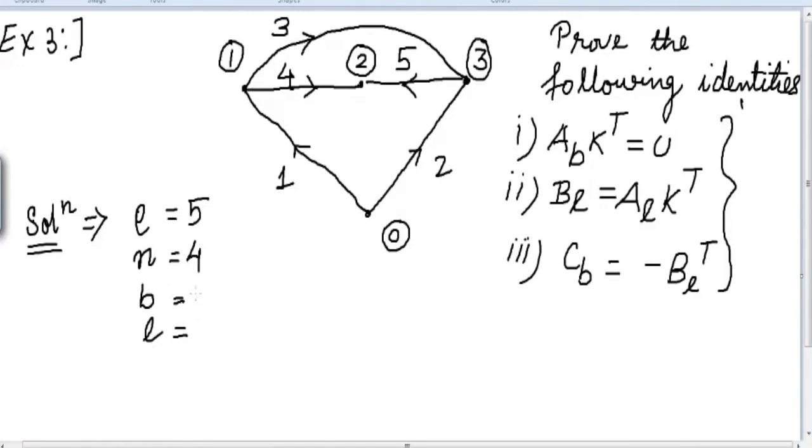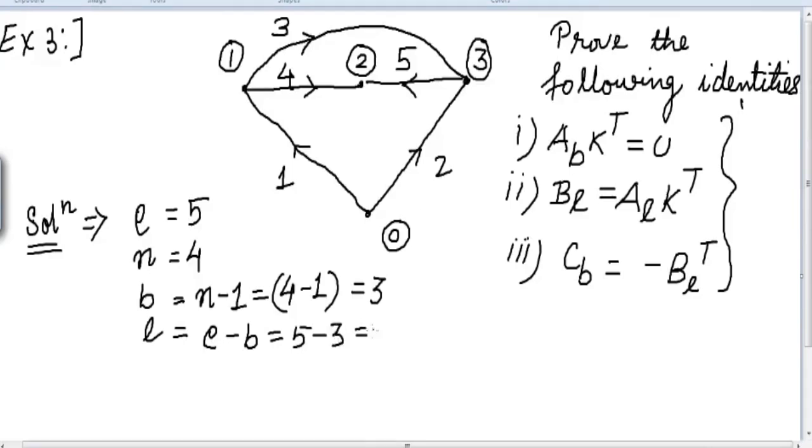Now for B, that is branch, we have the formula B is equal to n minus 1. So n minus 1 means 4 minus 1, and 4 minus 1 means 3. That means in this particular graph, we have to identify 3 elements as branches, and if we identify 3 elements as branches, then naturally we will have 2 elements which will be links. As in the problem only the graph is given, you are free to choose any of the elements as branches and the rest of the elements as links.